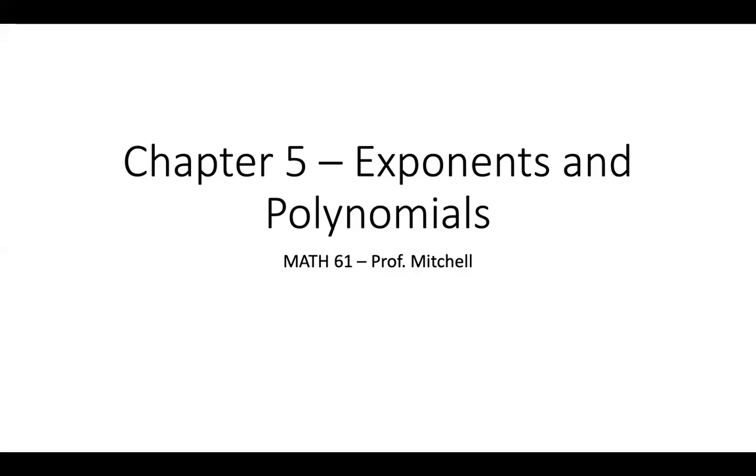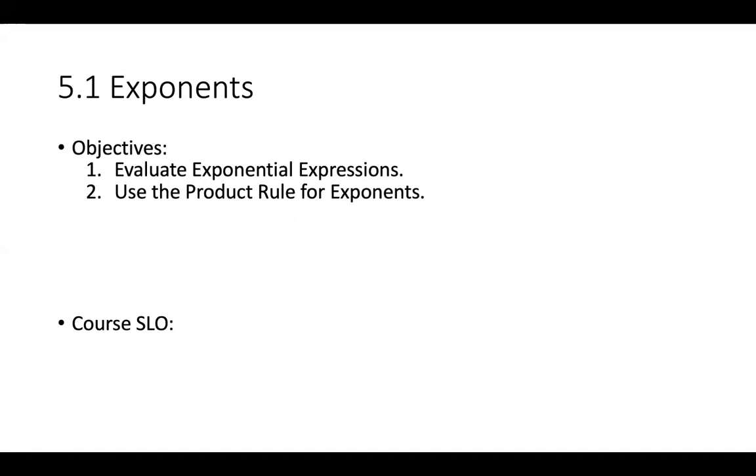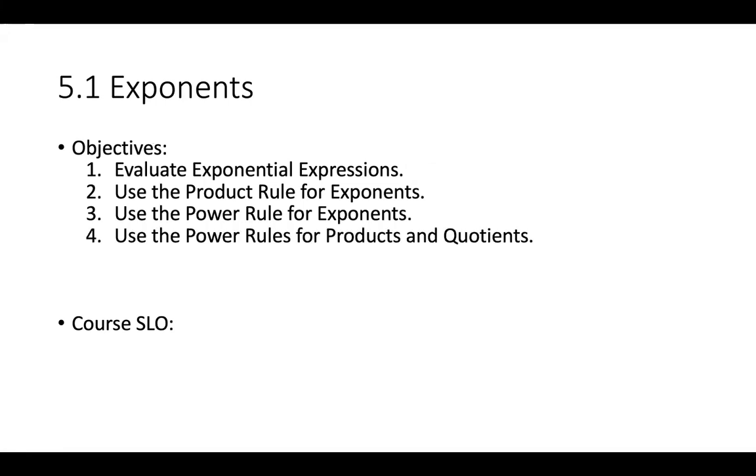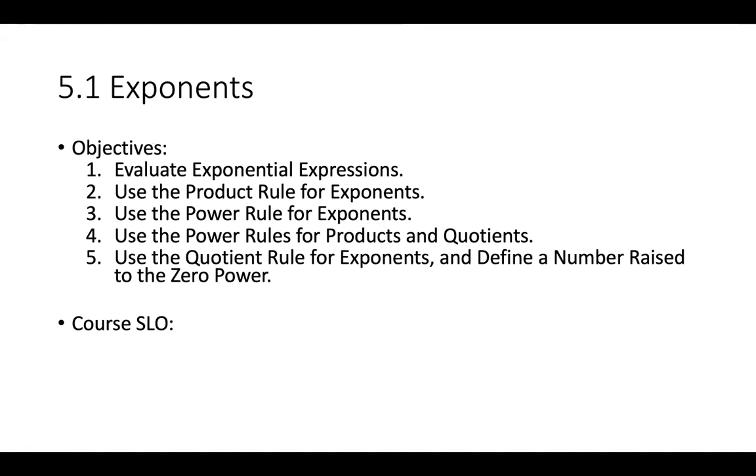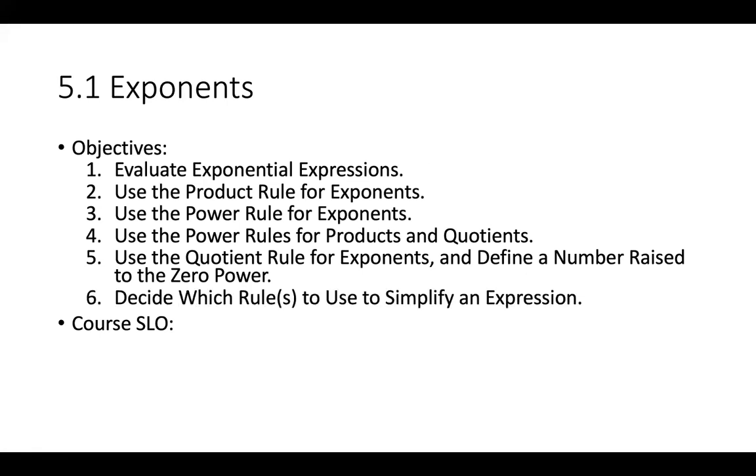We're starting a new chapter today, Chapter 5 on exponents and polynomials. We'll start with Section 5.1 on exponents, quite a few objectives in this section. We're going to evaluate exponential expressions, use the product rule for exponents, use the power rule for exponents, use the power rules for products and quotients, use the quotient rule for exponents, and define a number raised to the 0 power. And then finally, we'll decide which rules to use to simplify an expression.